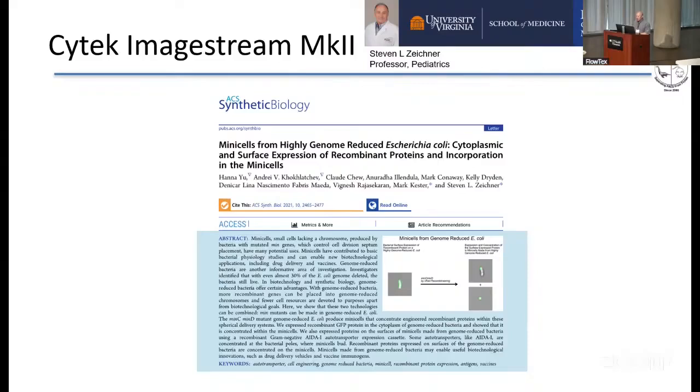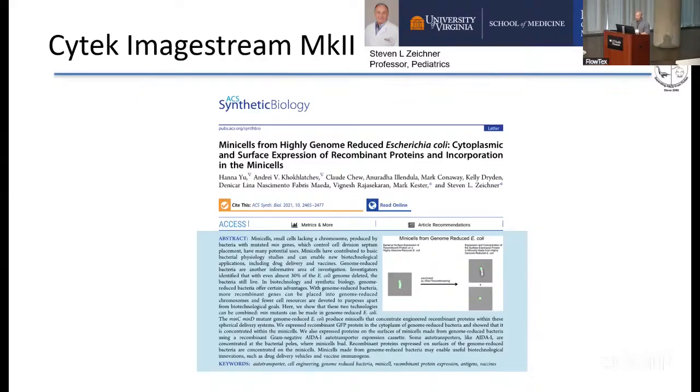They're produced by bacteria with mutated MIN genes, and this mutation results in cell division, instead of happening in the middle of the cell and resulting in 2 equal bacteria, forcing the septum to develop towards one of the ends or poles. So it results in a large cell that has copies of the bacterial chromosome and a small mini cell that lacks chromosome but still is metabolically active and still contains some protein or whatever other materials that you could put in there. So we wanted to show proof of concept that these mini cells were a potential transport mechanism for drug or vaccine delivery.